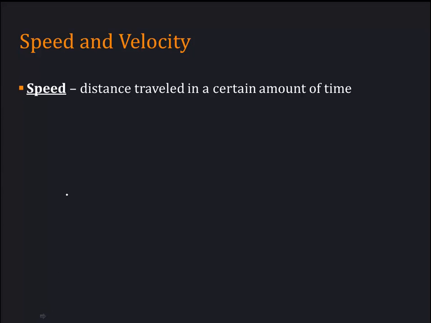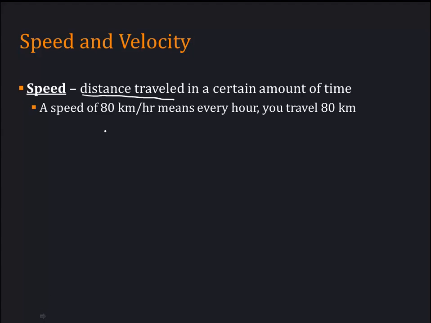When we're talking about that, we're talking about speed, how far we go, distance traveled, in a certain amount of time. So speed is a rate. It's a comparison of distance to time. And we're used to miles per hour, but in the SI system or metric system, we'll use kilometers per hour or meters per second. But regardless, if you have a speed of 80 kilometers per hour, that means every hour you move a distance of 80 kilometers. If you have a speed of 75 miles per hour, every hour you go 75 miles.